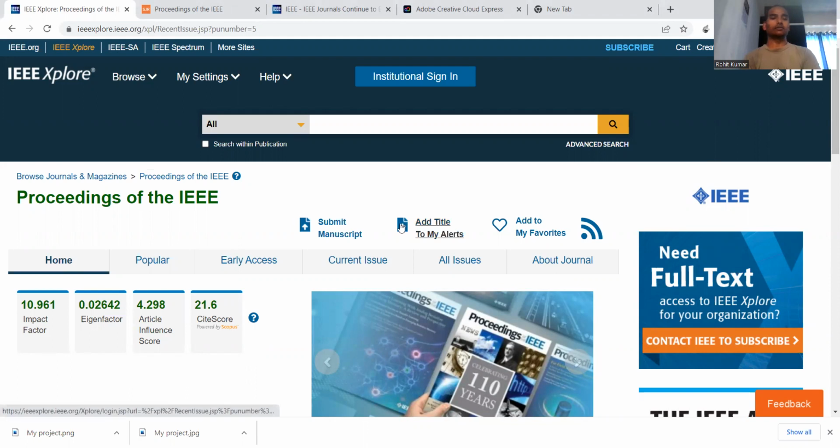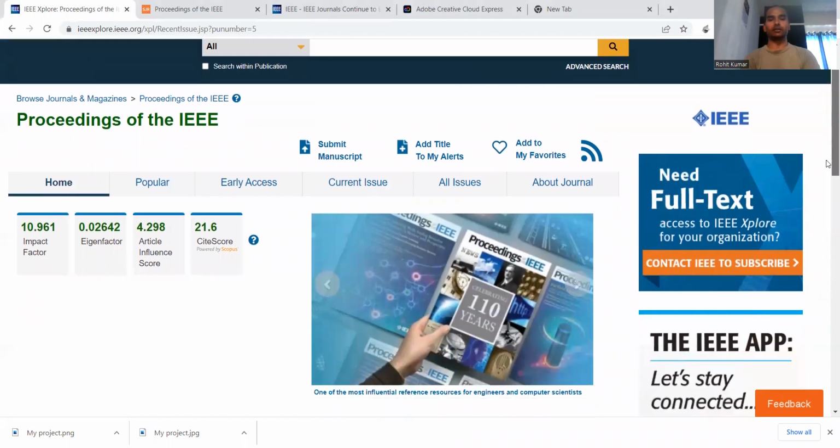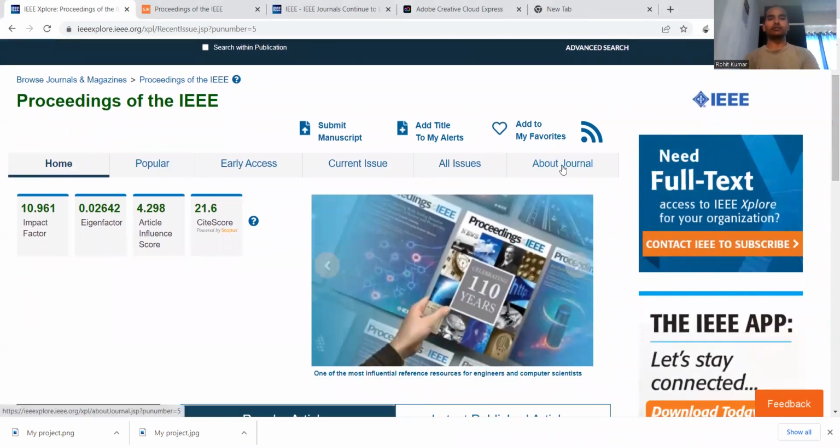Now coming to the basic details. Here the popular early access, current issue, and all issues of the journal are available. Additionally, submitting a manuscript, adding the title to the alert list, adding to the favorites list, and the RSS feed links are all provided down here. Coming to some basic details, let's move on to the about journal section.